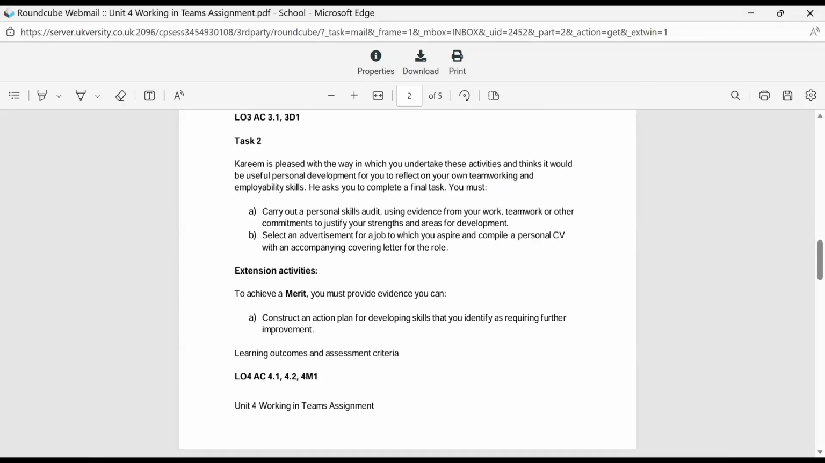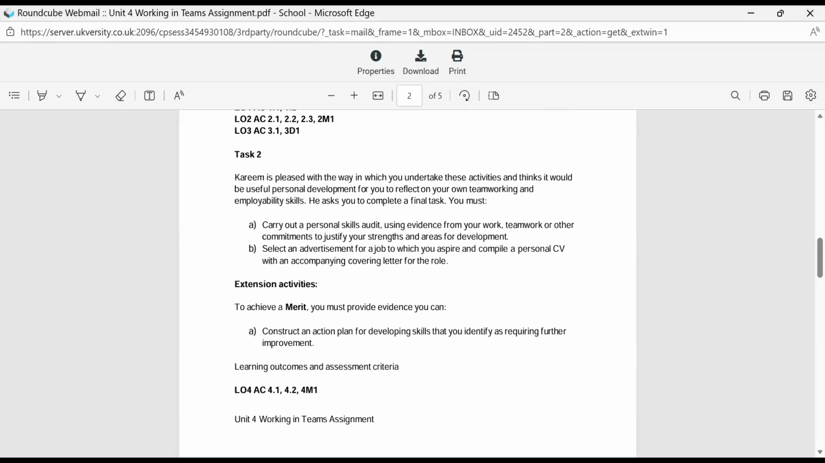Okay, task 2 looks at another scenario, but it asks you to carry out a personal skills audit using evidence from your work, teamwork, or other commitments to justify strengths and areas for development. Also looking at an advertisement for a job which you aspire to, and compile a CV and a personal covering letter for the role. Now, to carry this out, if you want to get a merit, you need to make sure you are constructing an action plan for developing skills that you identify as requiring further improvement. So you need to make sure you're doing that.